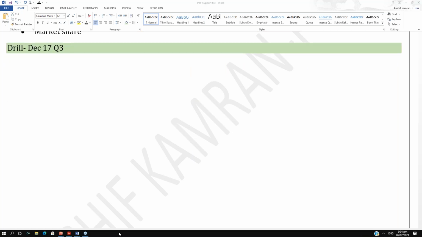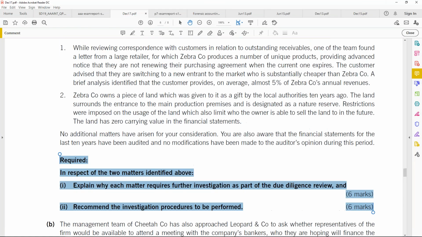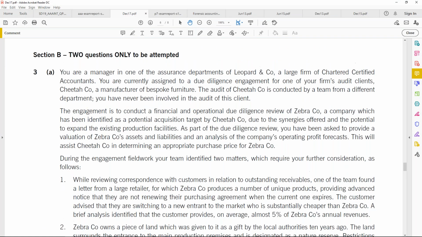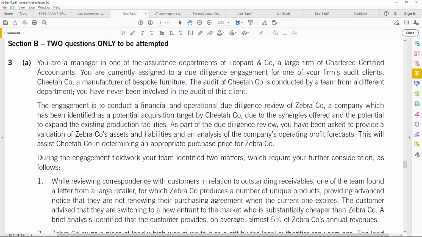Okay, I'm putting the December 17 paper in front of you. Question number 3A. I hope all of you can see that in front of your screen now. Question number 3A from the December 17 exams. Can you see that in front of your screen? Just please confirm that. Okay, that's great. Now, let's look at the requirements.